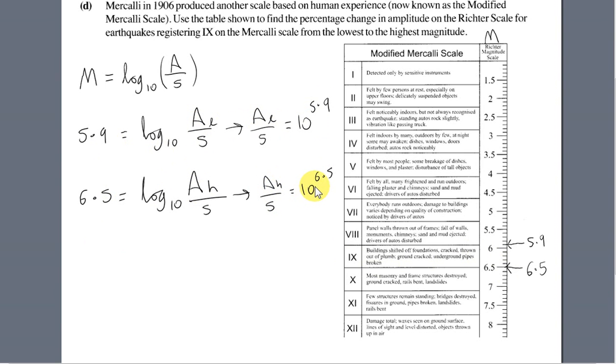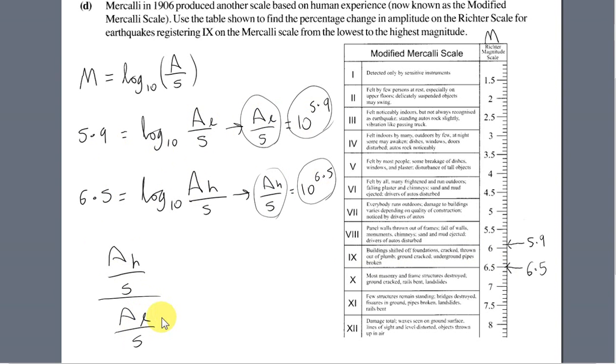Now I'll take the larger value and divide it by the smaller one. So I'll take AH over S and divide it by this, and the S's will cancel. But that'll be the same as dividing this number by this number. So we have AH over S divided by AL over S, and that equals 10 to the power of 6.5 divided by 10 to the power of 5.9.